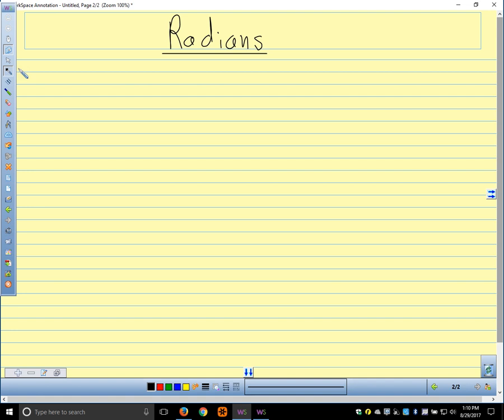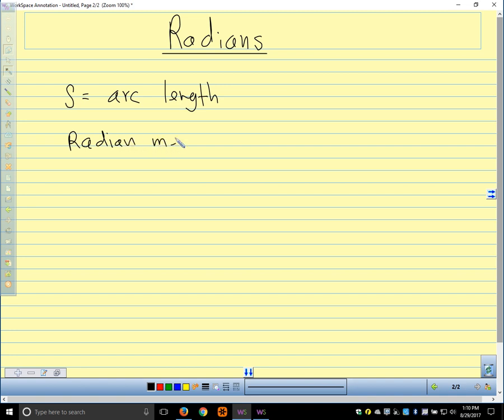Anyway, radians are a little more natural way of measuring angles. And we're going to talk about that now. So the first thing we need to know for radians is the letter S. And I try to make it nice and curvy so it doesn't look like a 5. S is usually used for arc length. So S is going to be the arc length around a circle, is what we're going to talk about today. And we're going to define the radian measure of an angle on a circle. The radian measure is S over R, which is arc length over the radius.